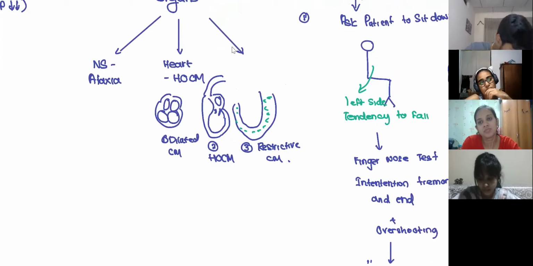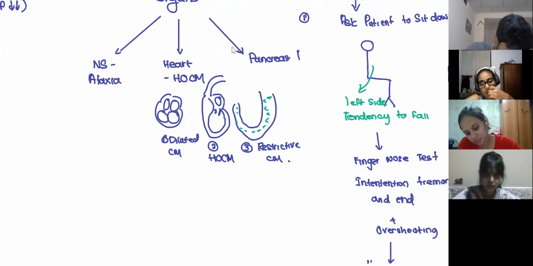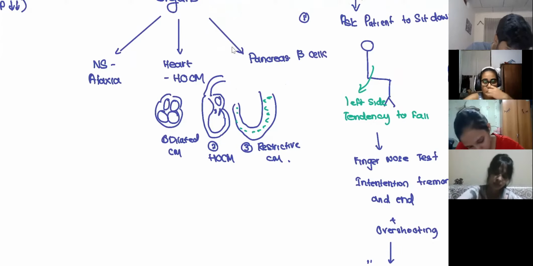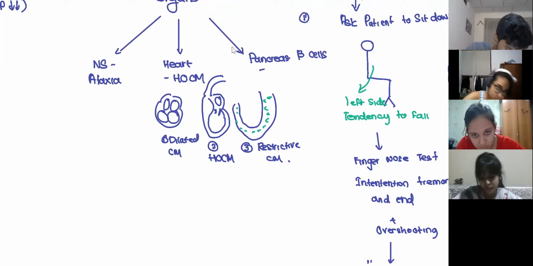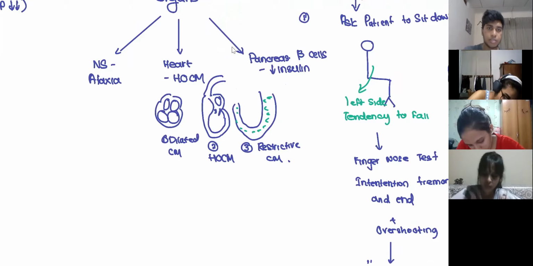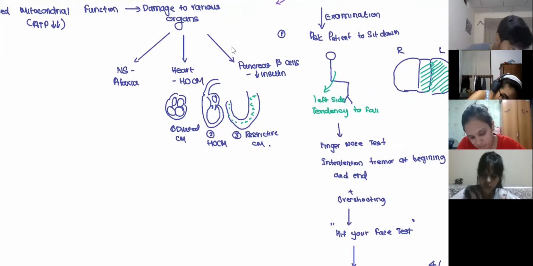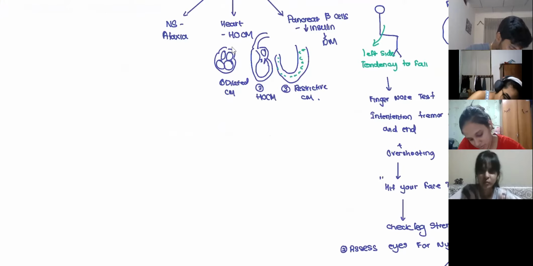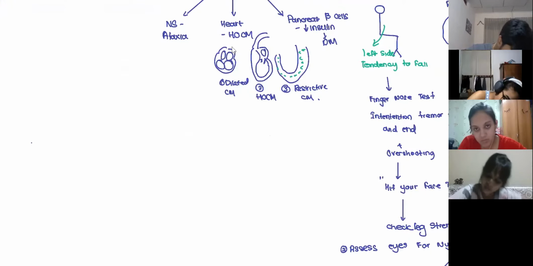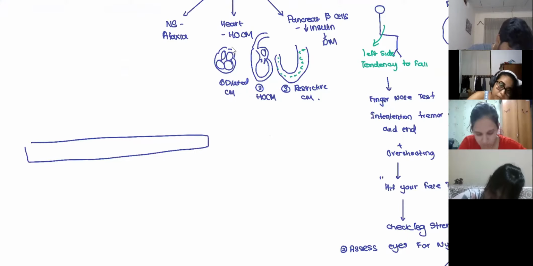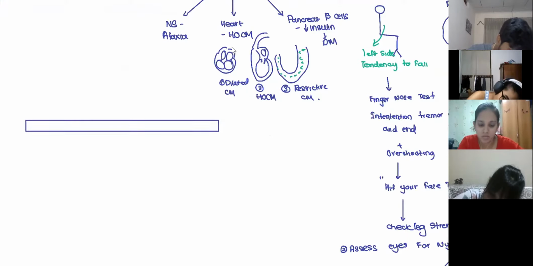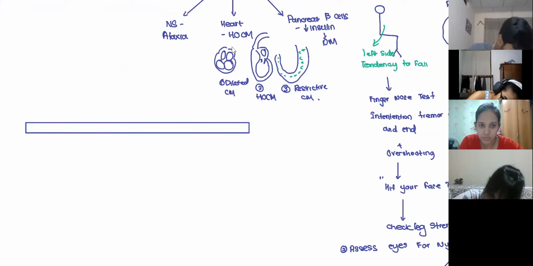The other one is pancreas, beta cells. So insulin is deficient in these patients. Okay, this can lead to diabetes mellitus. Next, this is an autosomal recessive condition. So we need to talk about the genes and which gene is affected.